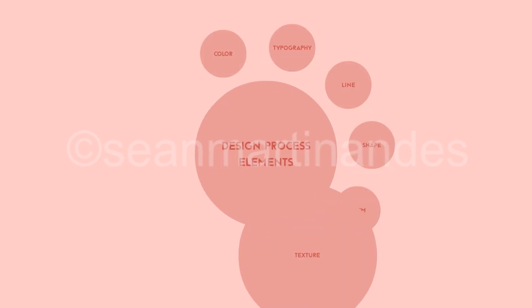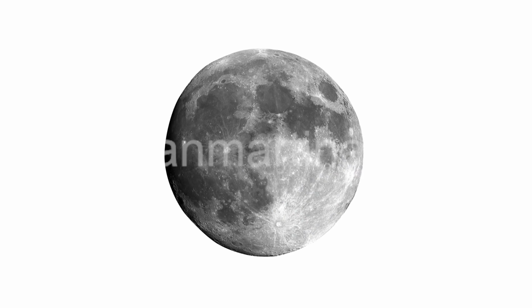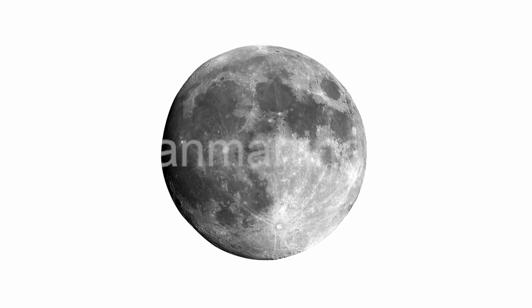The last element is texture. Texture refers to the surface quality of an object or material. It is the visual characteristic that creates a sense of depth, dimension, and feel. Texture can be perceived as rough, smooth, shiny, or matte, and can be used to create a variety of visual effects. Texture increases visual interest because it can be seen as realistic and relatable, therefore enhancing interest and comprehension.